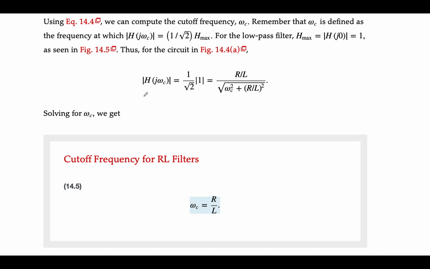Quantitatively, we define the cutoff as where the magnitude of the transfer function is equal to 1 over the square root of 2, assuming that our max, as we found here, is 1. We set that equal to the transfer function, and what we're solving for is omega c, the cutoff. If you set these two equations equal, that occurs when omega c is equal to R over L. So the cutoff frequency for RL filters is R over L.